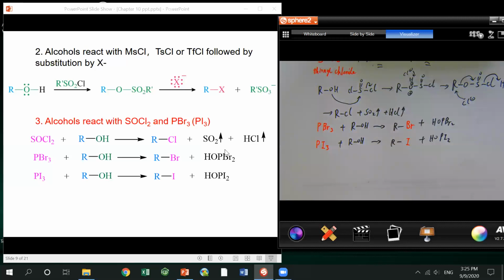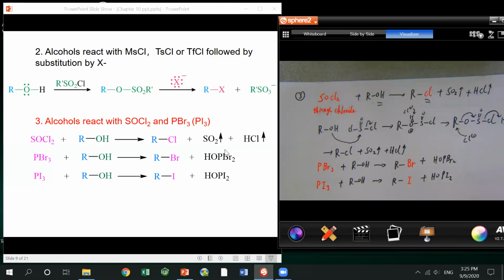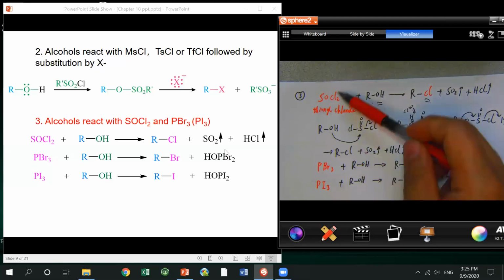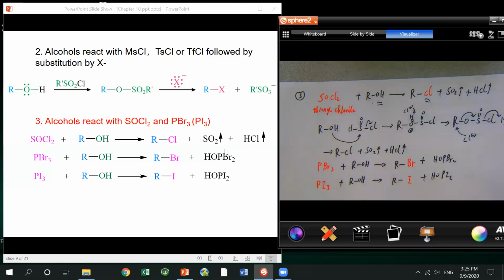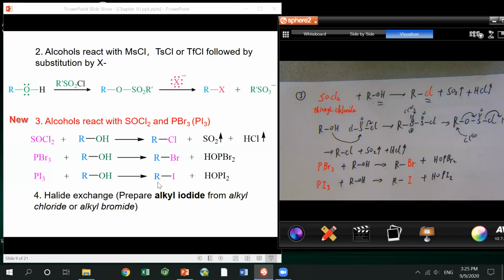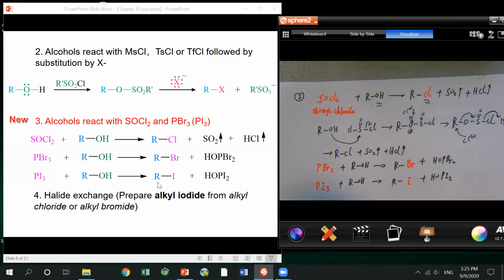In the future, if possible, try to use this third way to prepare chloride, bromide, and iodide. But just keep in mind, each of them needs a very special reagent. So that's some new ways we learned to prepare the chloride, bromide, and iodide. The first three are all based on alcohol.